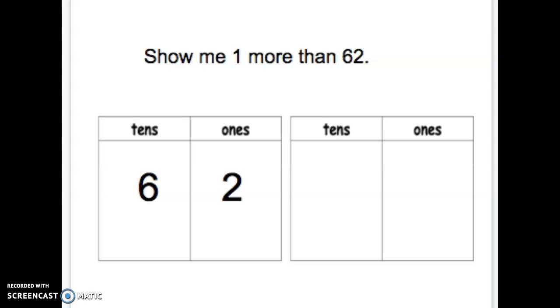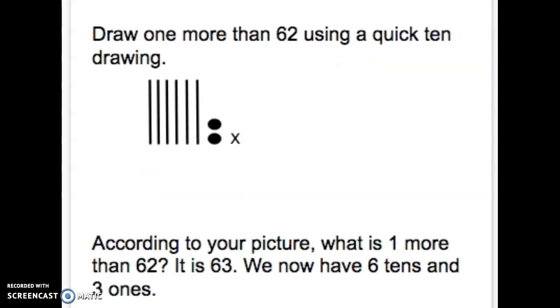Show me one more than 62. Using our quick tens drawing, you can draw one more than 62 by adding an X to the side. So looking at your picture, what is one more than 62? It is 63. We now have 6 10s and 3 1s.